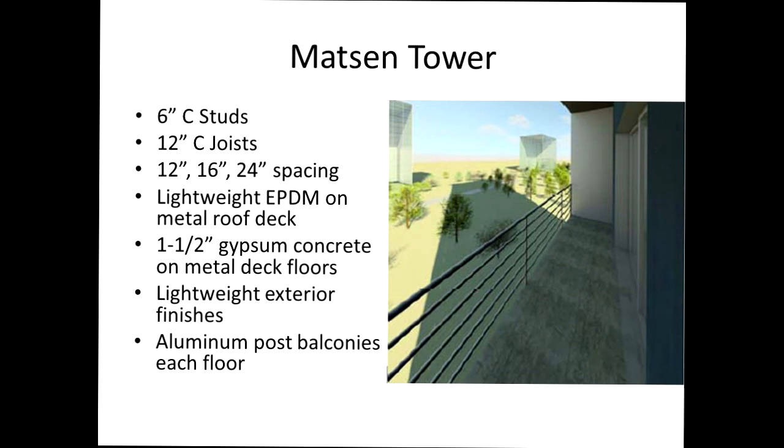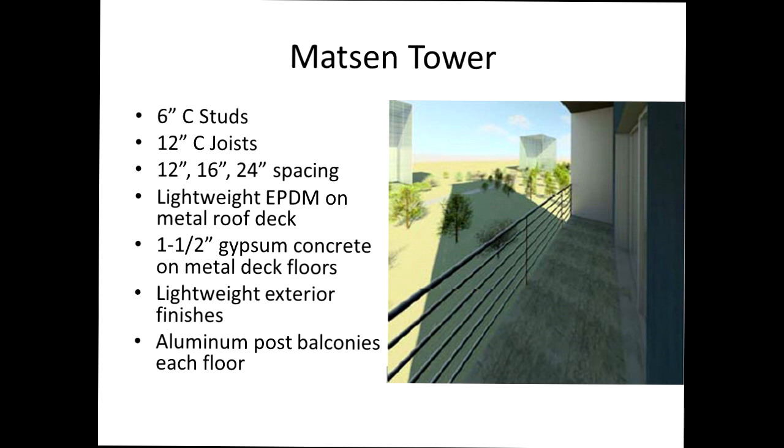Looking at the individual elements that went into the tower, 6-inch standard C studs were used throughout. The floor joists were 12-inch C-shaped joists. The spacing of both the studs and the joists varies from 24 inches on center at the higher floors down to 12 inches on center at the lower floors.